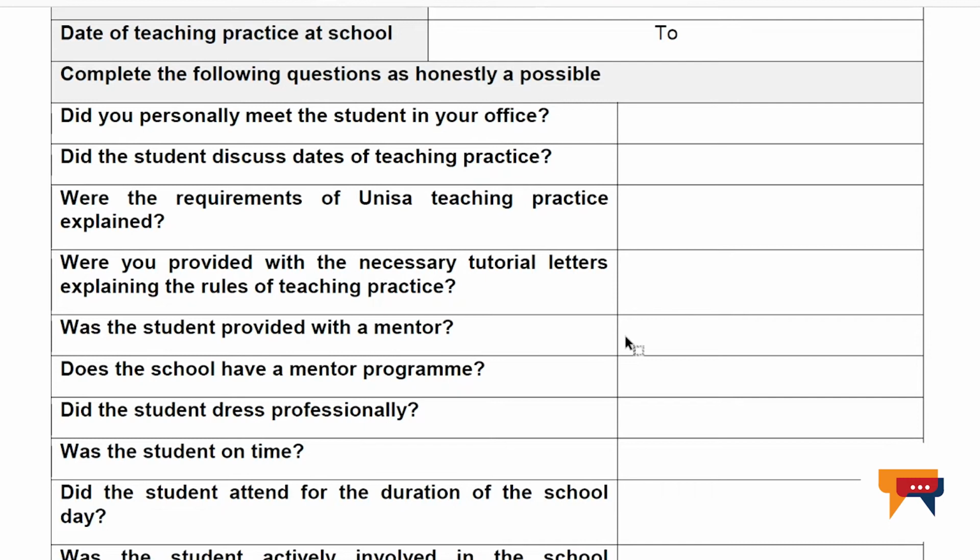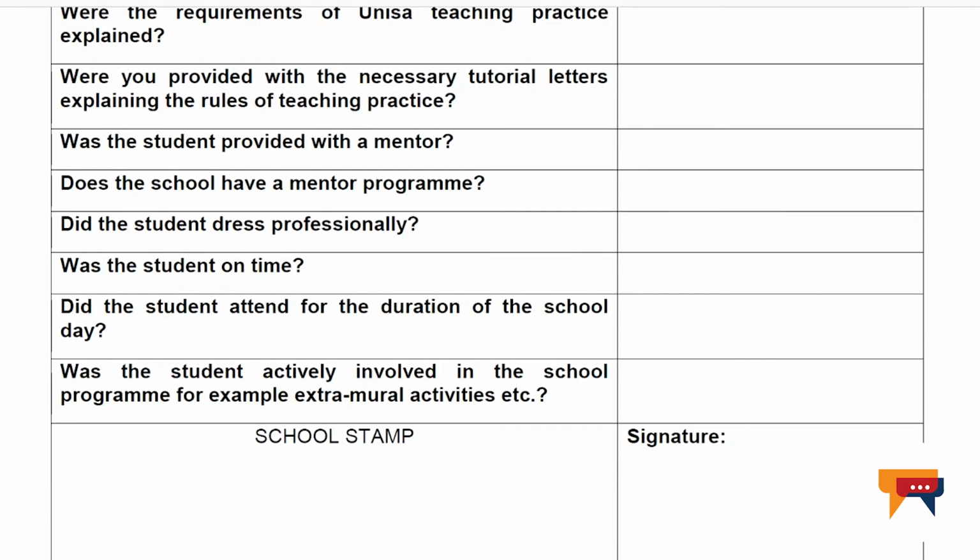Was the student provided with a mentor? Does the school have a mentor program? Did the student dress professionally? Remember, you are a teacher in training, so please dress professionally. Was the student on time? No late coming. You are a teacher in training and you are already in your 3rd year. Come to school 30 minutes before and leave 30 minutes after or even later.